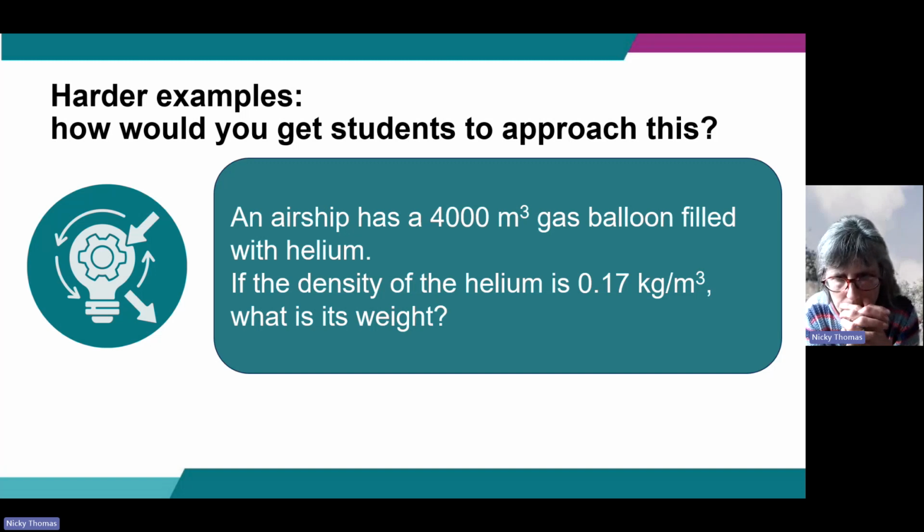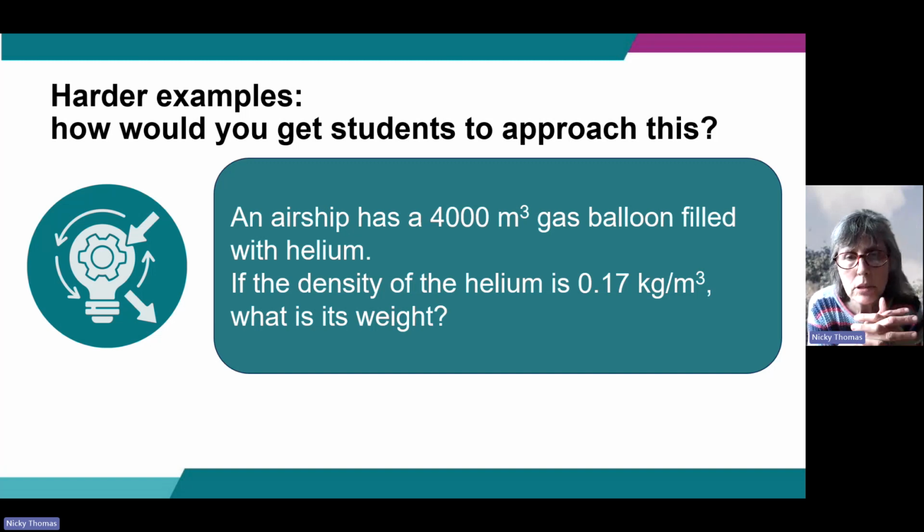How about this question? This time there are 2 steps in this. You've got 4,000 meters cubed of helium. You're told the density of helium in kilograms per meter cubed and being asked for the weight of the helium. So first of all, we're not being asked for the density. We will have to rearrange the equation.